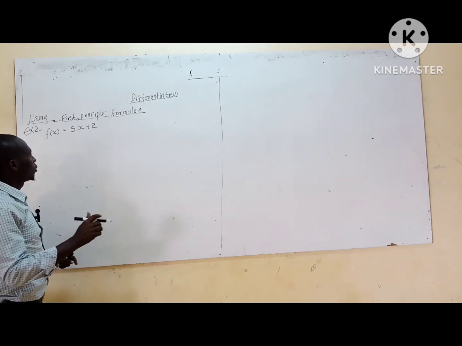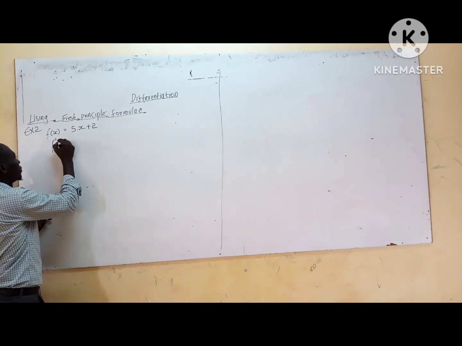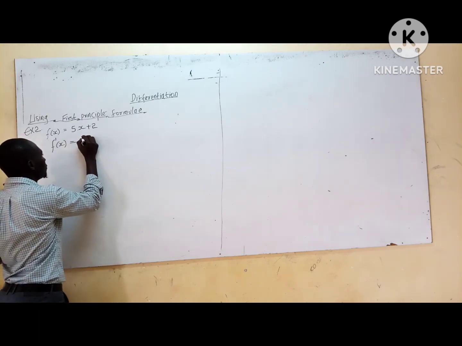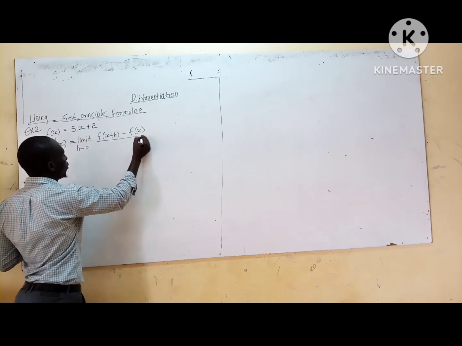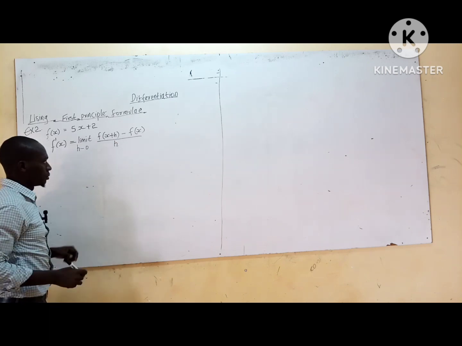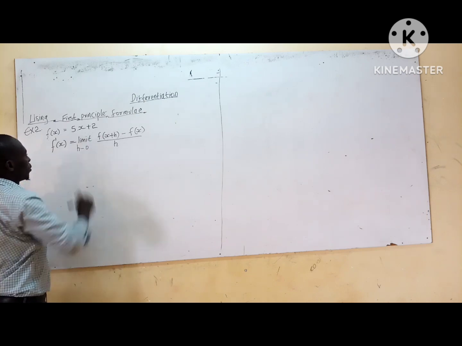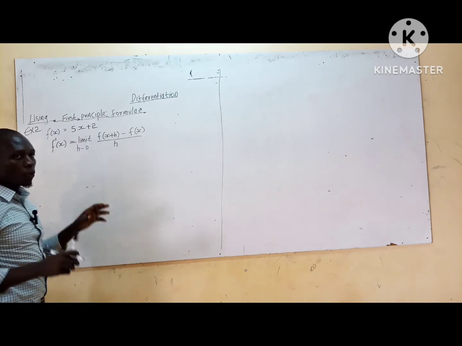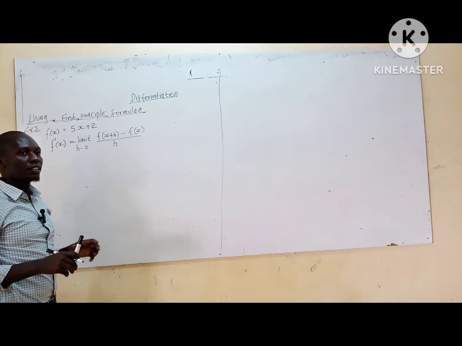The first principle formula goes by the derivative of a function f of x is equal to the limit, all over h. Now, let us dive into the equation. We say that in the equation, whenever we have x, that is where we are going to replace it with x plus h. That is now our first step.